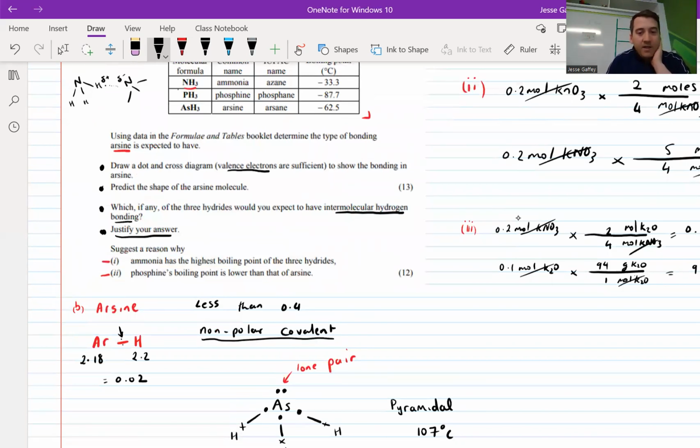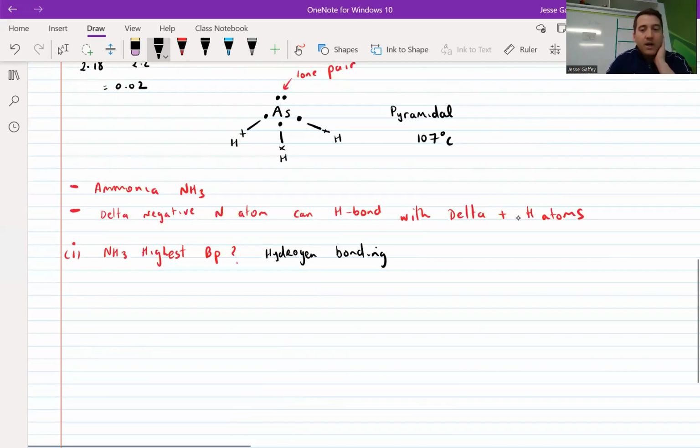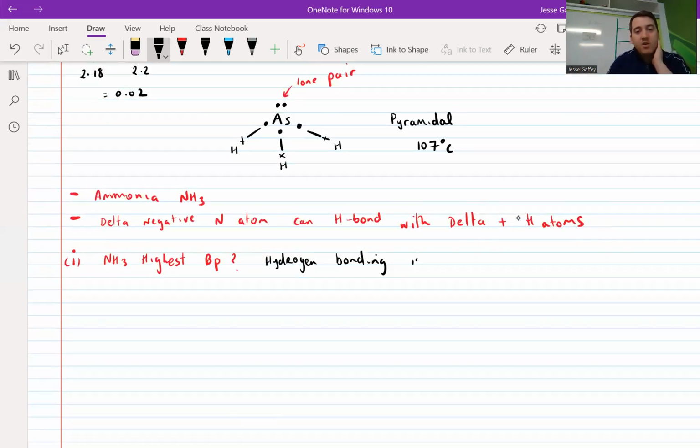So again, this is non-polar covalent, the arsine, so this will have van der Waals forces. And then for phosphine, we'd have to work out what that has. We might have to do that in the next bit. But hydrogen bonding is stronger.